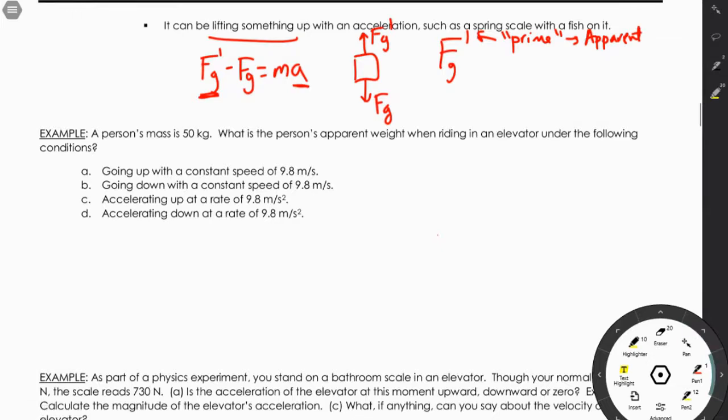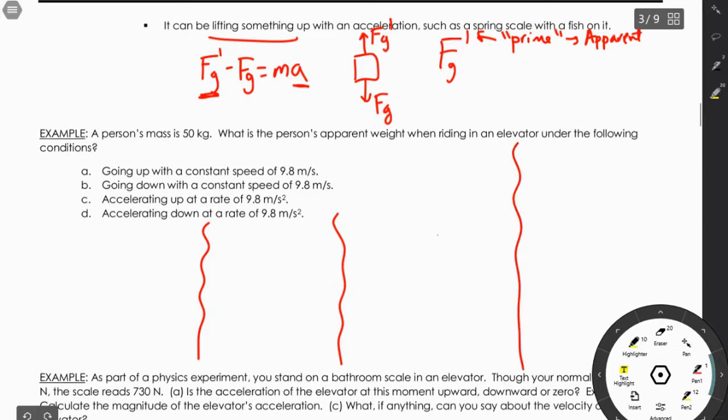This example says a person's mass is 50 kilograms. What is their apparent weight when riding in an elevator under the following conditions? Going up with a constant speed of 9.8 meters per second, going down with a constant speed of 9.8 meters per second, accelerating up at a rate of 9.8 meters per second squared, and accelerating down at a rate of 9.8 meters per second squared. So let me split my page into four problems, A, B, C, and D.